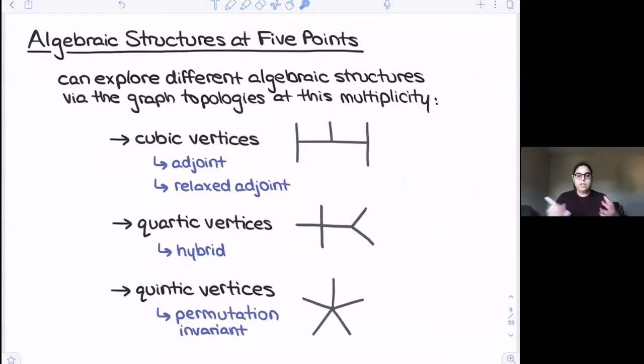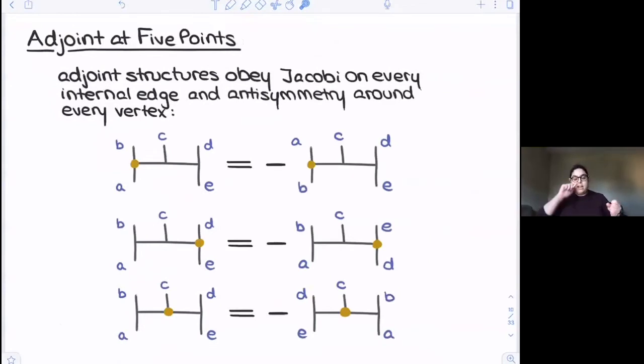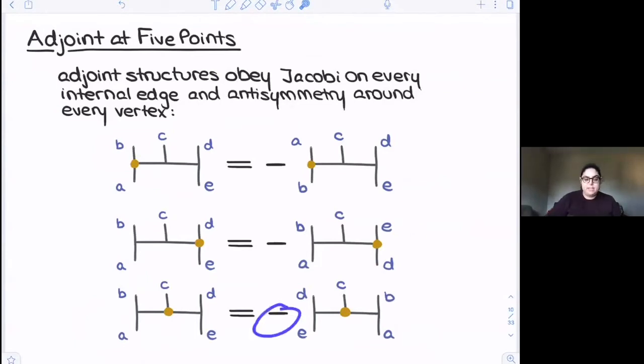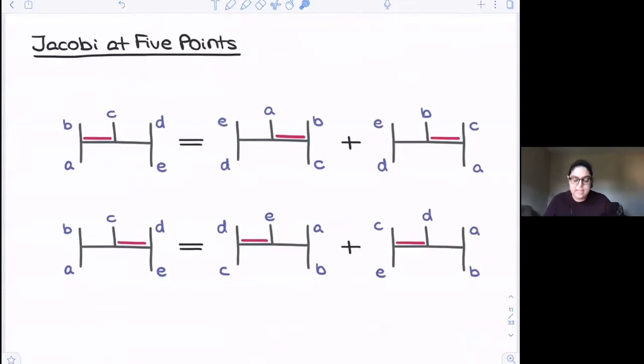Okay, so first we really need to understand the algebraic structures at 5 points, and they sort of neatly fall into different graph topologies depending on the vertices they're associated with. First off, we're going to consider cubic graphs and the really standard adjoint relations. So there's no surprises here. Adjoint relations at 5 points are going to be defined by having anti-symmetry on all 3 of our cubic vertices. And it's key to note here that at 5 points for these half-ladder graphs, anti-symmetry around the central vertex can also just be interpreted as picking up a minus sign when you reflect your graph. The adjoint structures also obey Jacobi relations on both of their internal edges, which I have sketched out here.